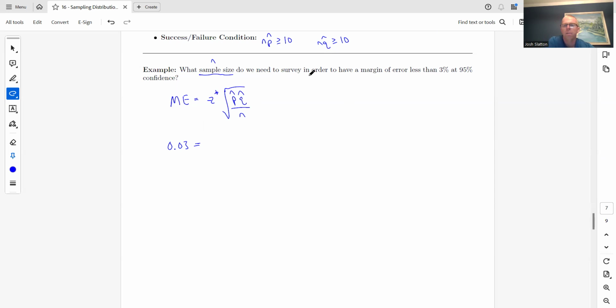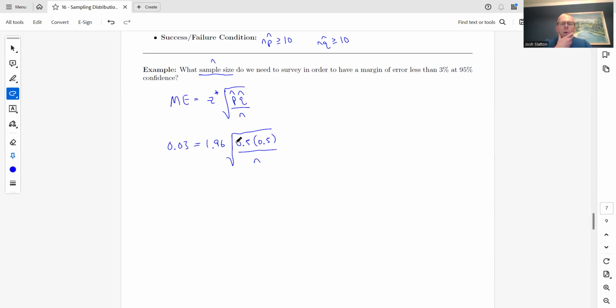So z star for 95%, like we saw a minute ago, that is 1.96. And p hat is 0.5, q hat is 0.5. And now we're looking for n. And so we need to solve this equation for n. And probably, as far as this class goes, this is probably the most involved algebra that we do. And there's nothing too complex here.